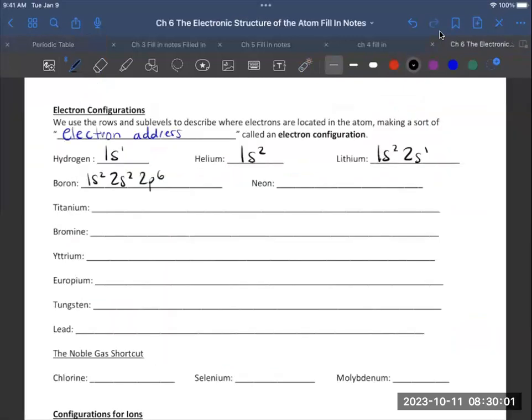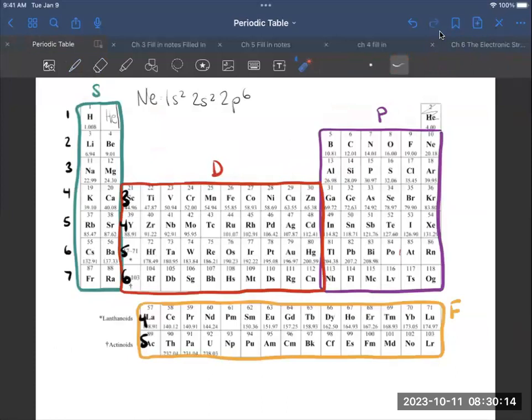Okay, I hope this is clicking for you guys. So 1s2, 2s2, 2p6. That's neon. And again, neon has 10 electrons. Look at this, 6, 7, 8, 9, 10. There they all are. Okay, titanium is next.